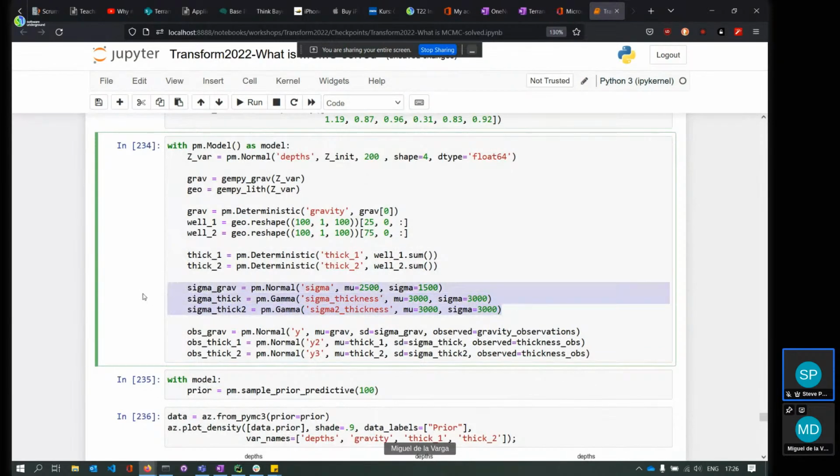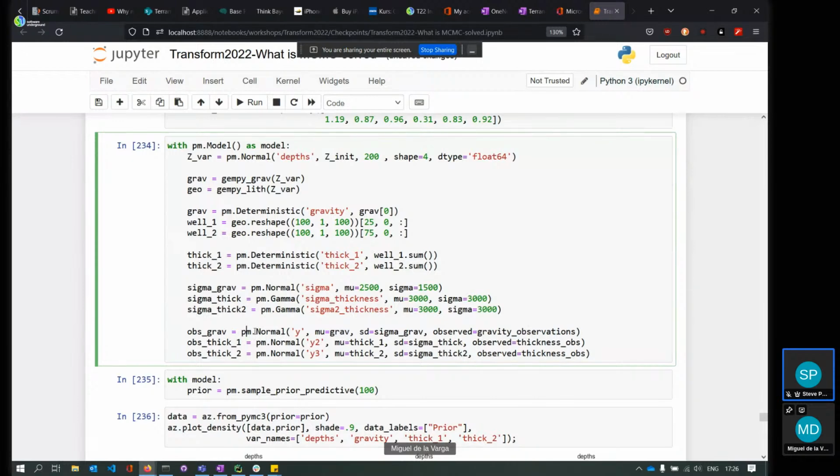So for each of the observation groups, we are just creating a standard deviation that basically defines how wide our likelihood function is. So in the plots at the right, how wide the bell was. And now in our observation, so when we are defining the likelihood itself, with the observed argument, we just say what variable contains the value that defines it.